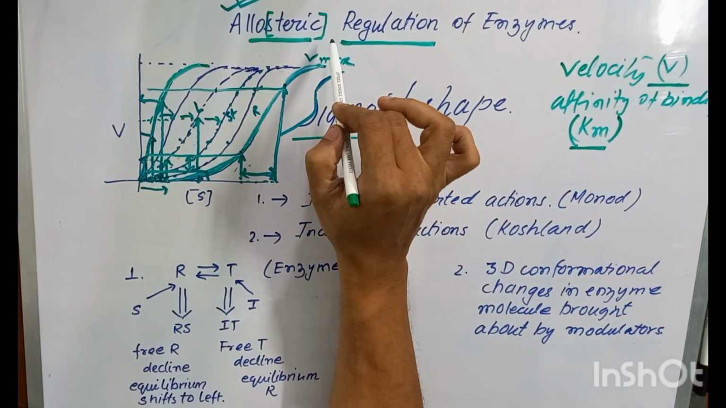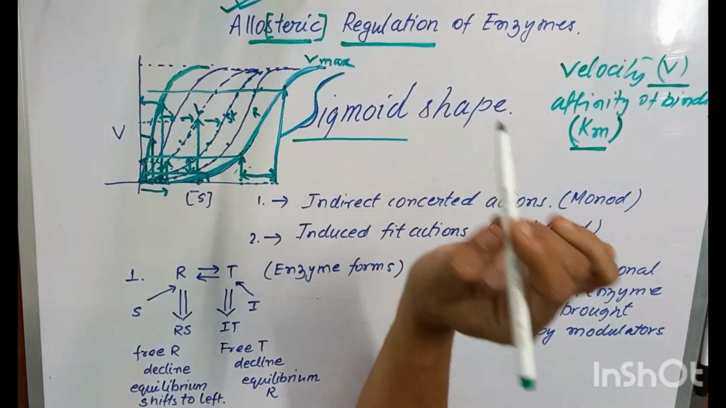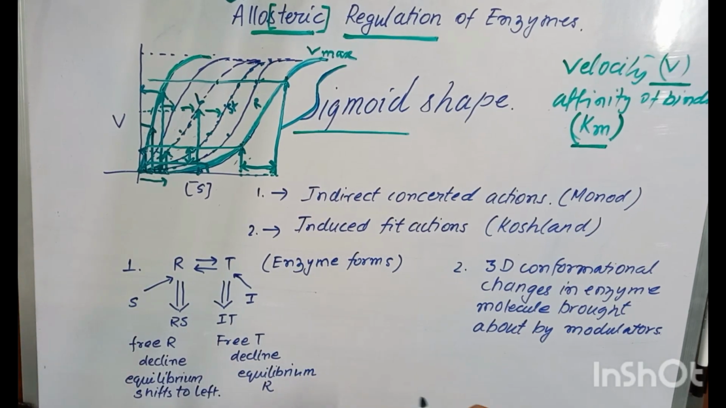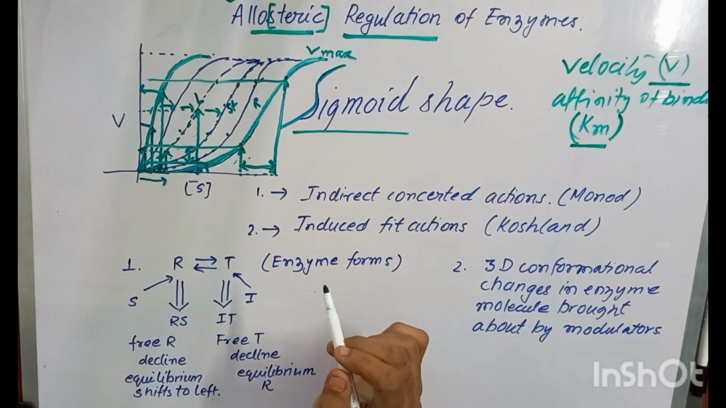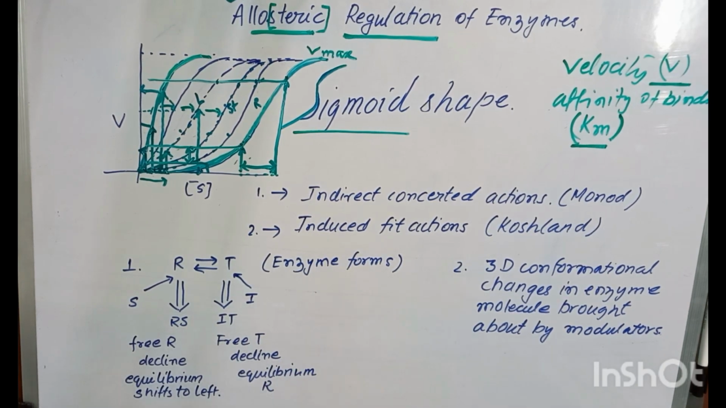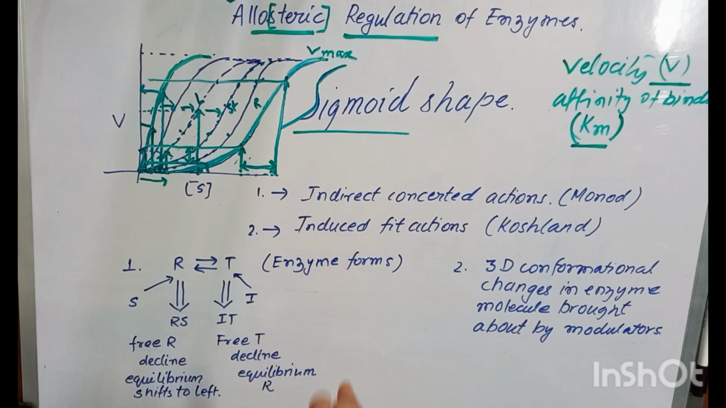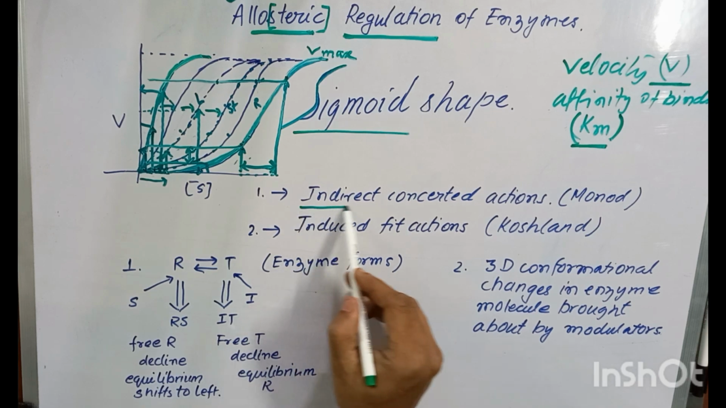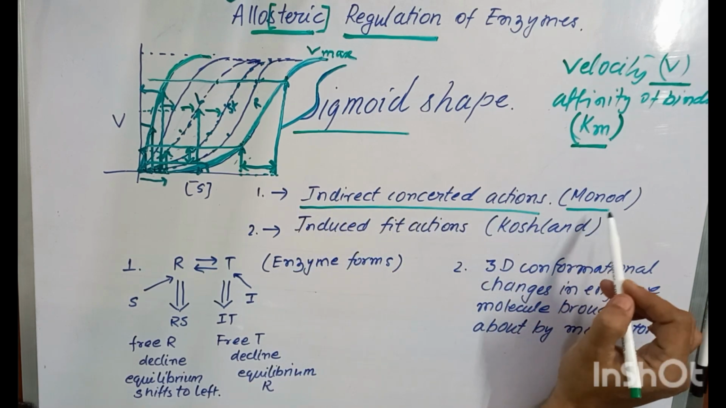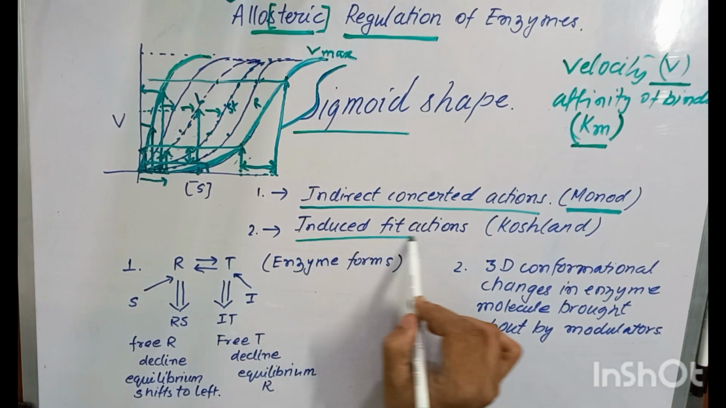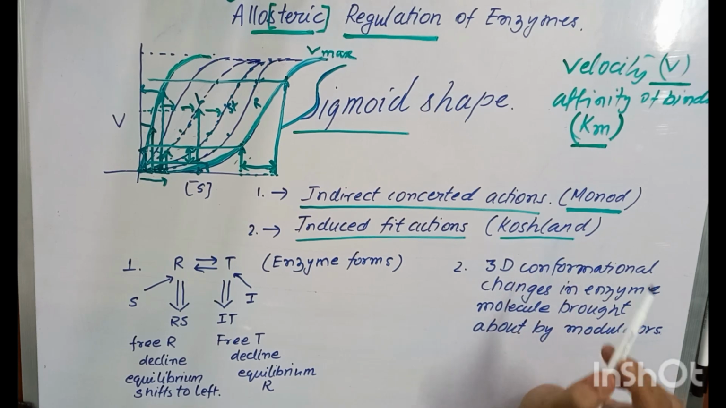These allosteric enzymes are influenced by modulators. Some modulators activate the enzyme, and some modulators inhibit the enzyme. So these allosteric enzymes are modulated, which means they are influenced. How are they influenced? There are two different models. The first is the indirect concerted actions model, which Monod proposed, and the other is the induced fit model, which is Koshland's.